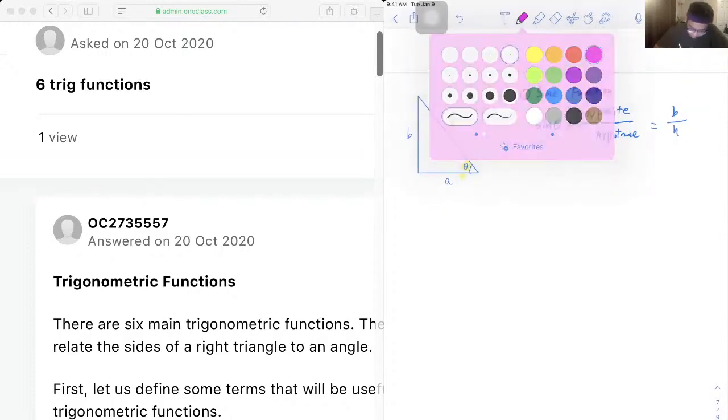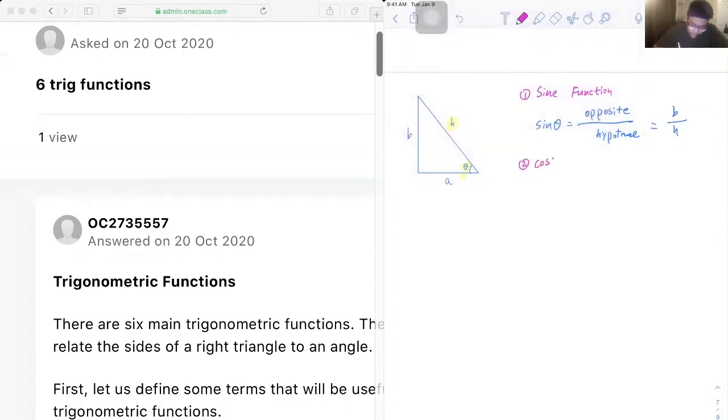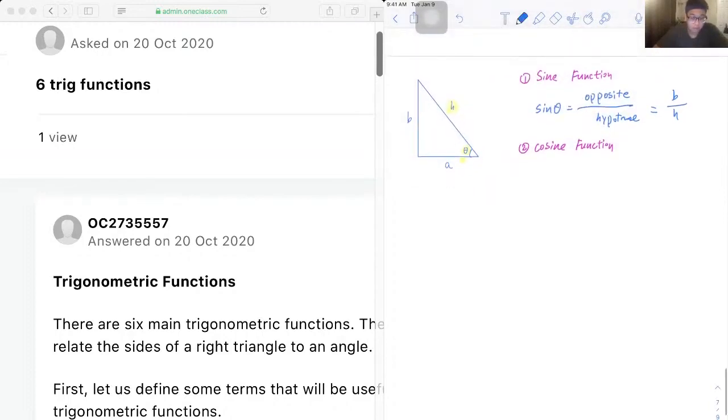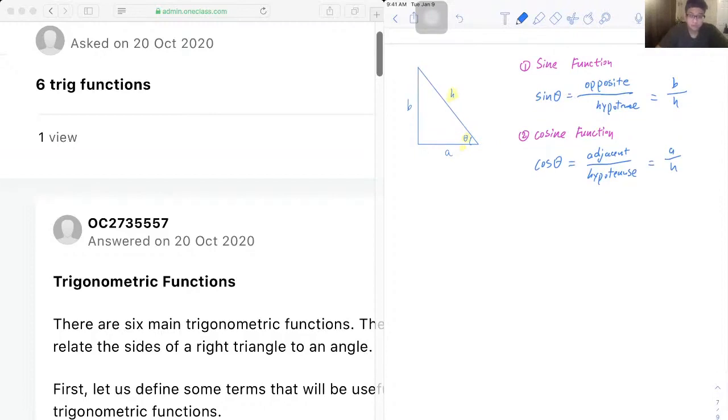And our second one will be the cosine function. We write cos as a symbol for cosine. So cosine theta is equal to adjacent over hypotenuse, which is a over h. So the only difference between cosine and sine is the numerator part. So one is opposite and one is adjacent.